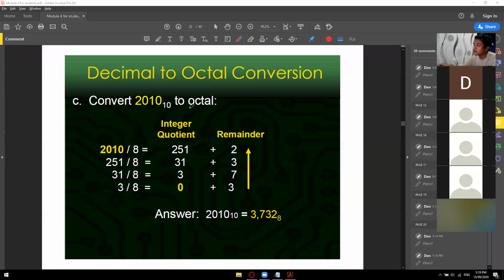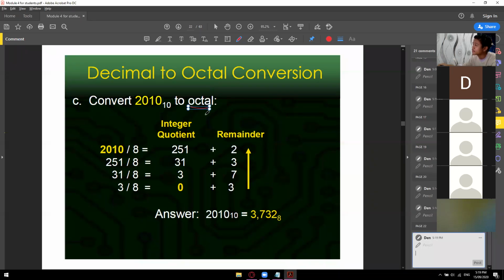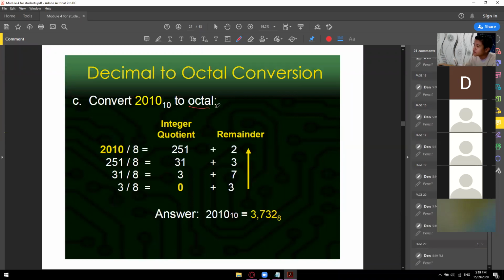Okay, so nabago lang yung pag-convert natin pero same process pa rin. Okay, so instead of having a divisor of 2, now we have to divide it by 8. So 2010 divided by 8 is 251 point something. Let me just use my calculator. So gamitin niyo rin yung calculator niyo para ma-try niyo rin, para ma-experience niyo rin. So 2010 divided by 8 is 251.25. So we have a decimal of 25 here.